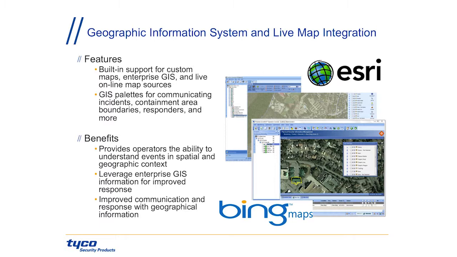The benefits here: when operators can see the events on live maps, it gives them a better understanding of the context, of the situational awareness of the security event as it unfolds. They can make a better response as a result. And furthermore, enterprises can leverage the GIS system to communicate with each other and to bring other GIS-related information, real-time weather maps, crime statistic databases, and so on, into their operational environment.